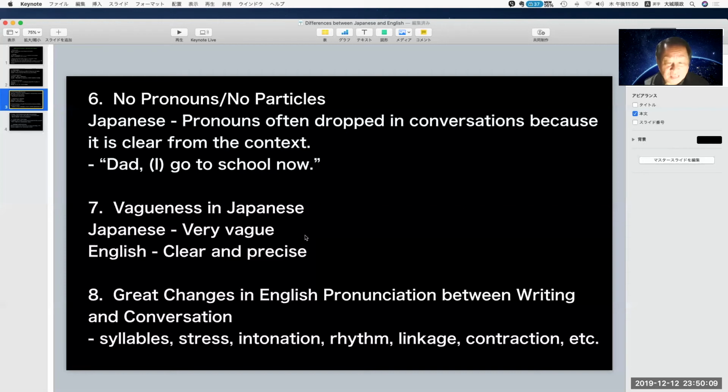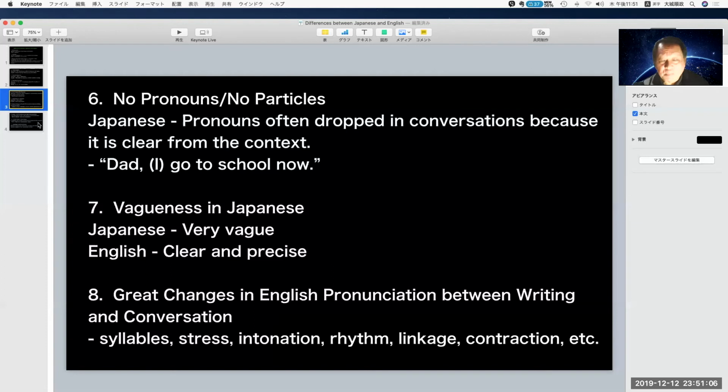So you have to persevere, or wait patiently for a while, until he or she finishes the sentence. On the other hand, English is so clear and precise that you'll be able to understand instantly whether he's speaking positively or negatively as soon as you hear the first part of that sentence, right? Now, the eighth difference is great changes in English pronunciation between writing and conversation, which is another reason that a lot of non-English-speaking people do not understand when native speakers speak so fast, because you have to understand syllables and where to stress, intonation, rhythm, linkage, contraction.